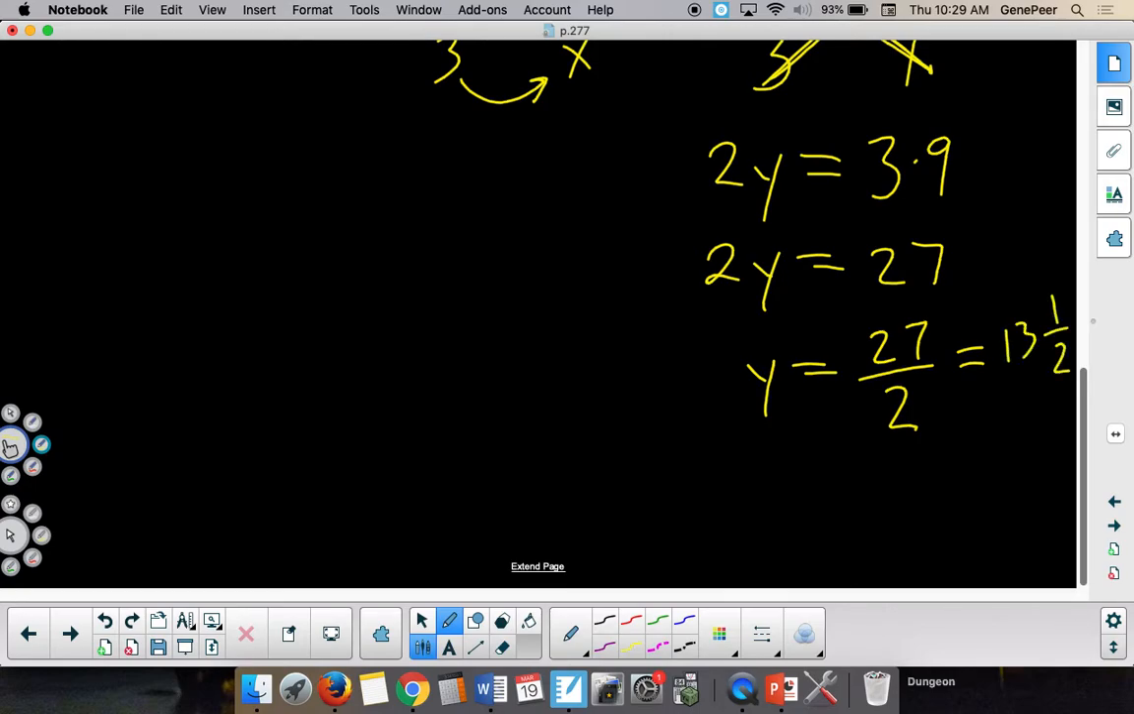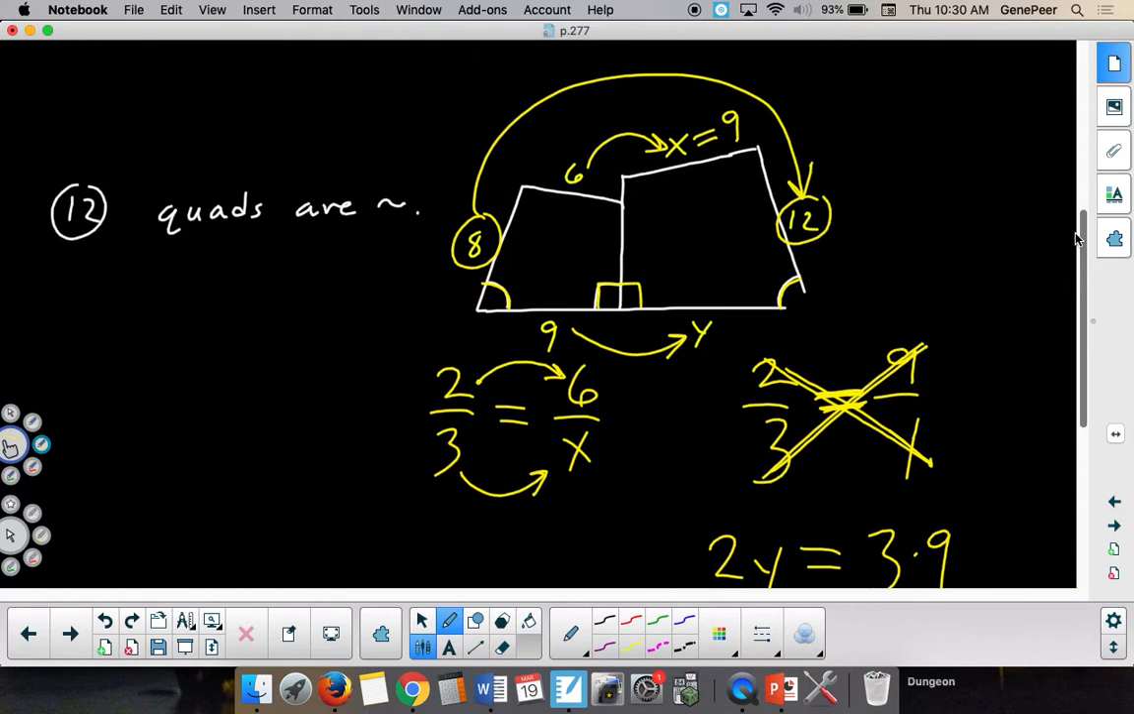I wonder how the book expresses that. They wrote it as 13.5. I'm fine with you leaving it as 27 over 2, or 13 and 1/2, or 13.5. Any of those three answers are perfect. Okay, that was number 12.